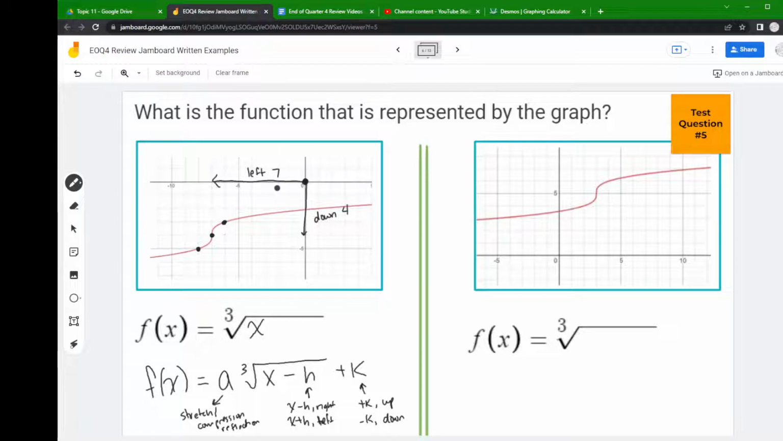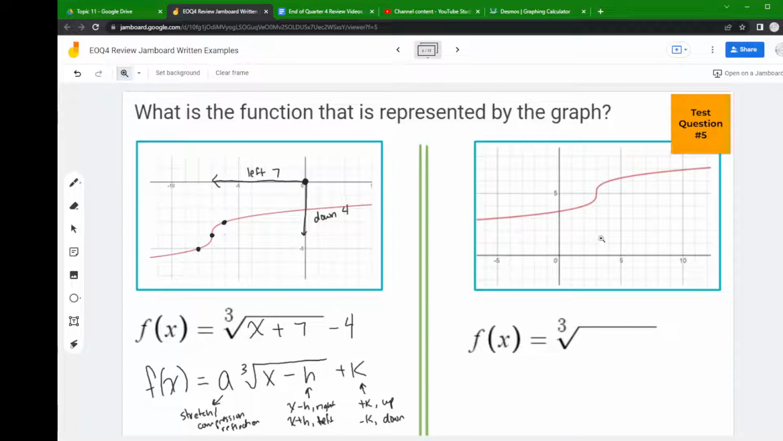So h covers left and right. So to go left, I'm going to put x plus a number. So I'm going to say x plus 7. And to move down, that's a k value. So I'm going to show minus a number to show down. So I'm going to put minus 4. Notice that the k is outside of the square root house. So don't be putting that radical all the way over that way, okay? Make sure it's outside.